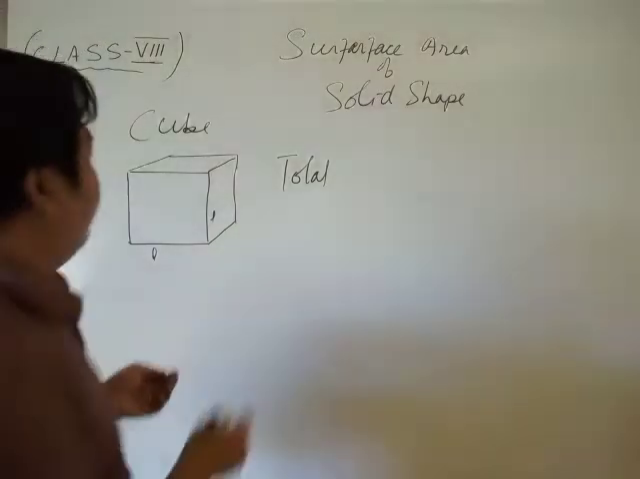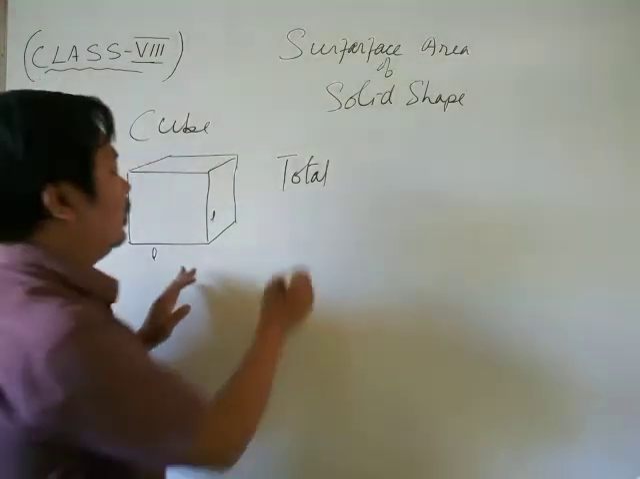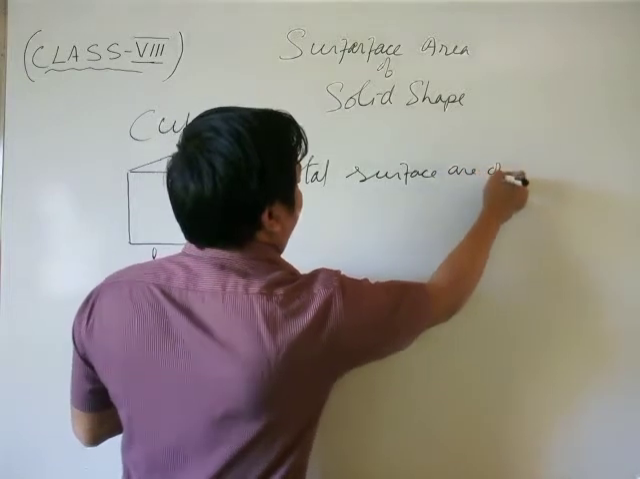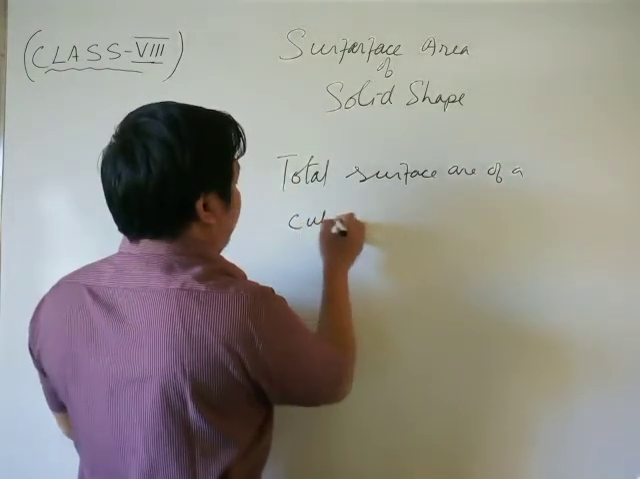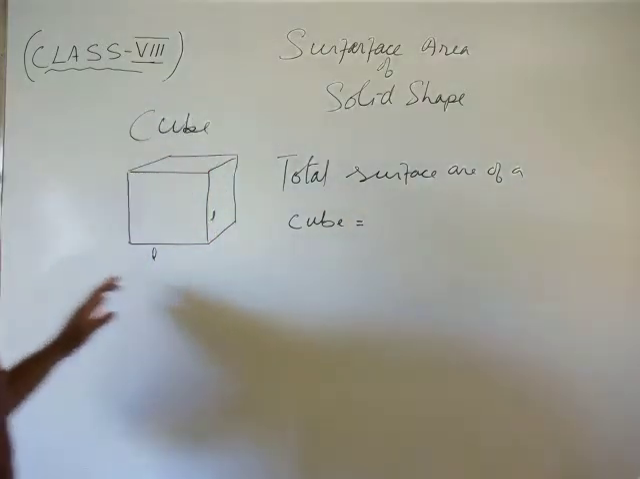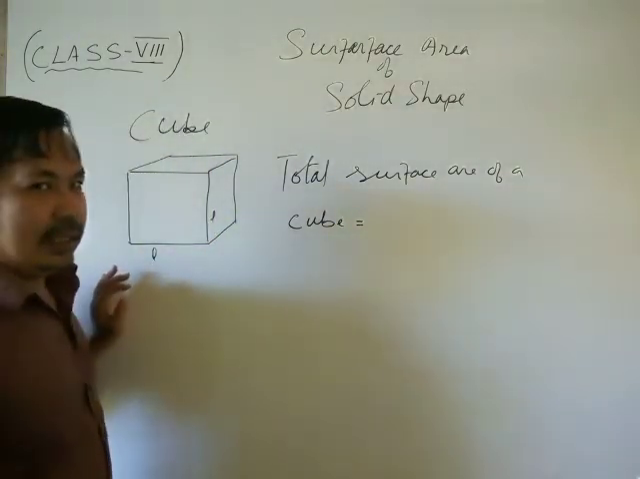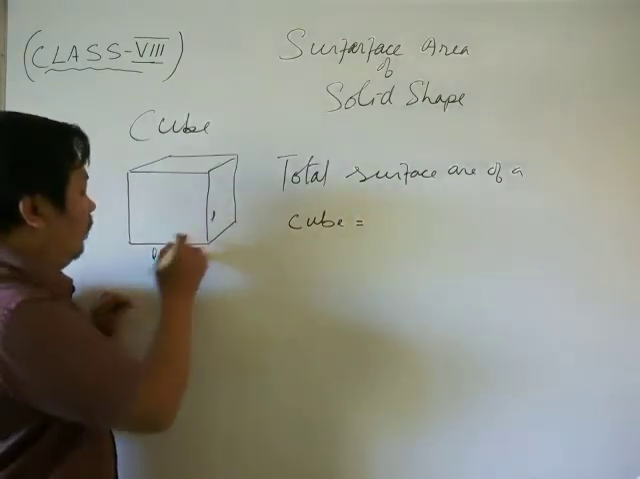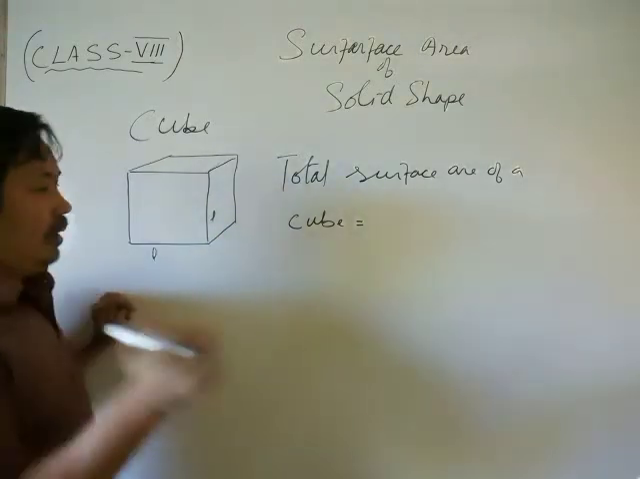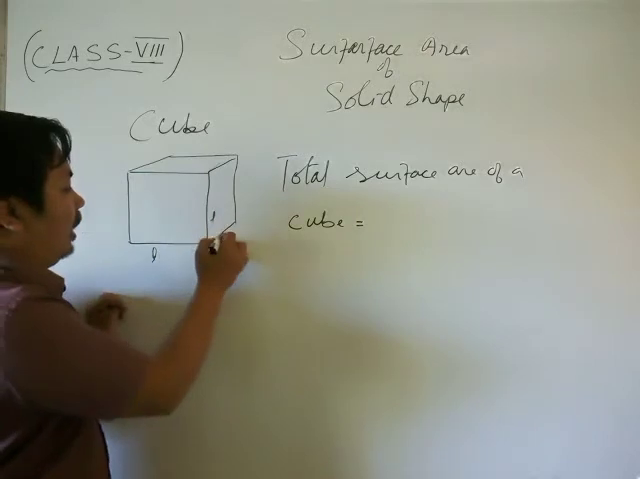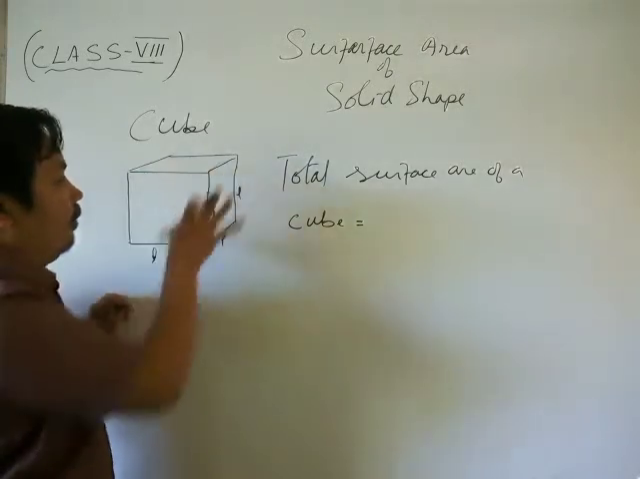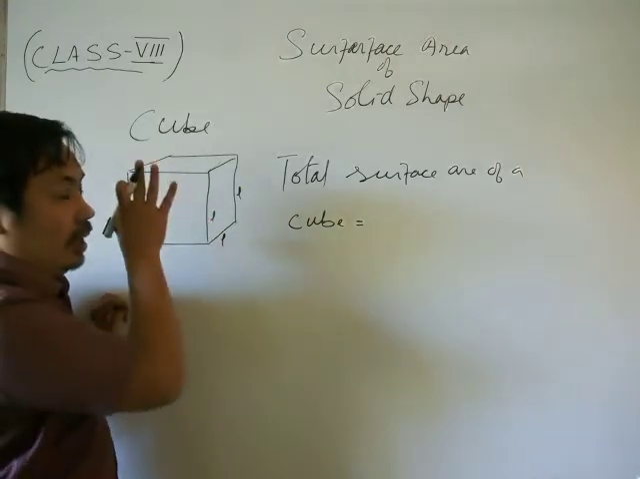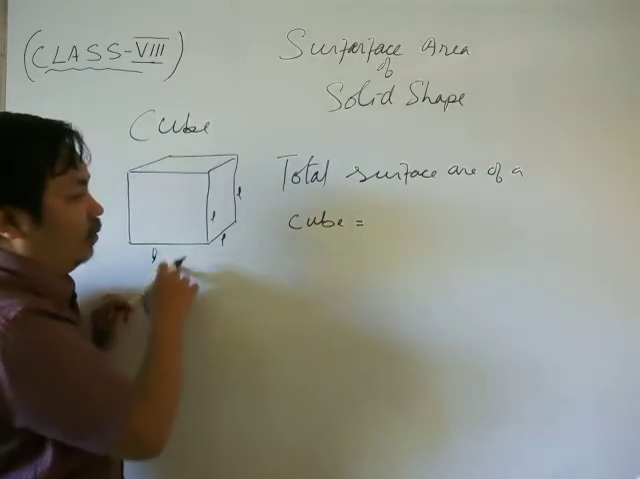Now, hello students, next we have the cube. Let us find out the total surface area of a cube. My dear students, look here. There are 6 faces in the cube. In a cube, whether length, breadth or height, all are the same. If you take this as L, this will also be L, and this will also be L. So the dimensions of each face, length and breadth, will be L.